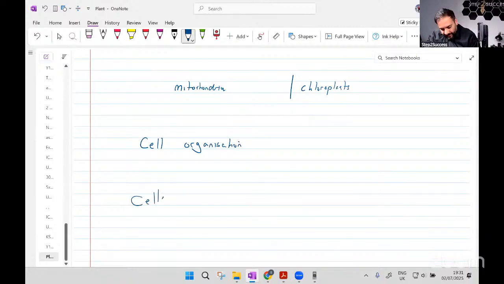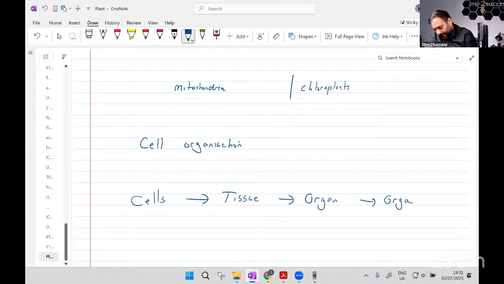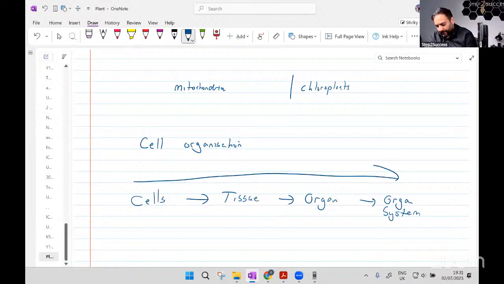Cells are the smallest part of a living thing. Lots of cells make up a tissue. Lots of tissue makes up an organ, and lots of organs can make up an organ system. So it goes smallest to largest as we go left to right here.